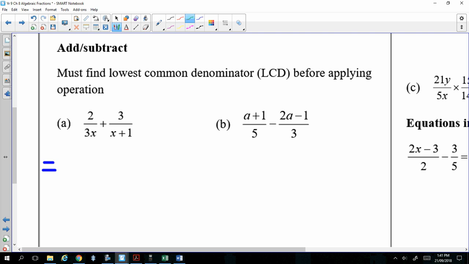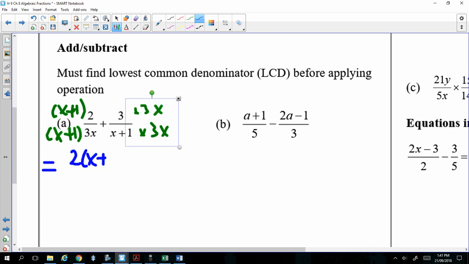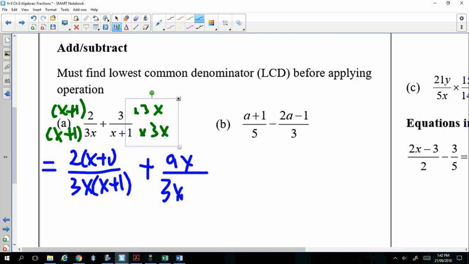So this one is multiplied by 3x, and the other one is multiplied by x plus 1. Then they have the same denominator, so write down 2 in bracket x plus 1 over 3x, x plus 1. 3 times 3 is 9x over this.